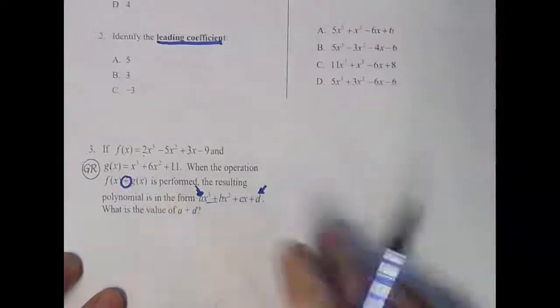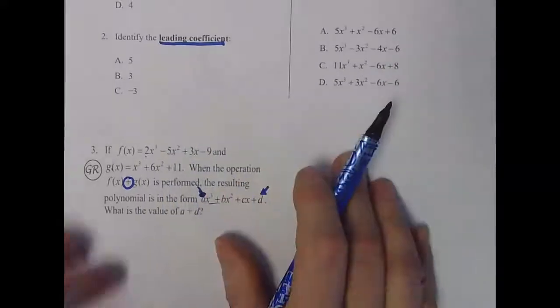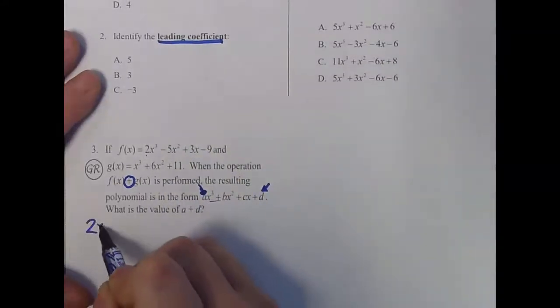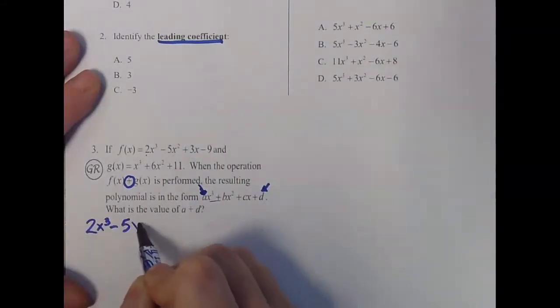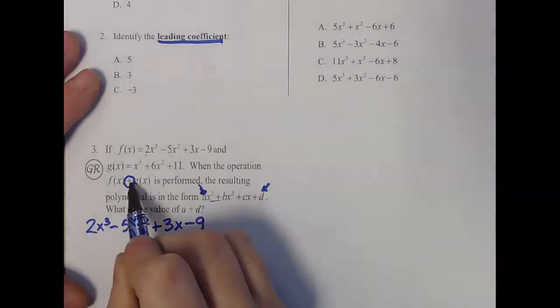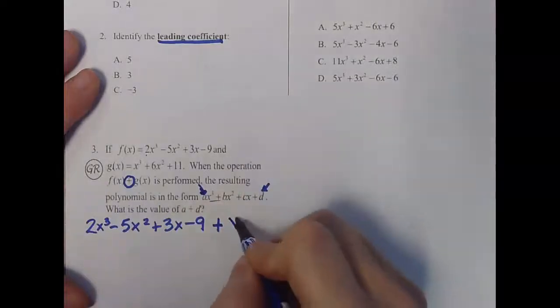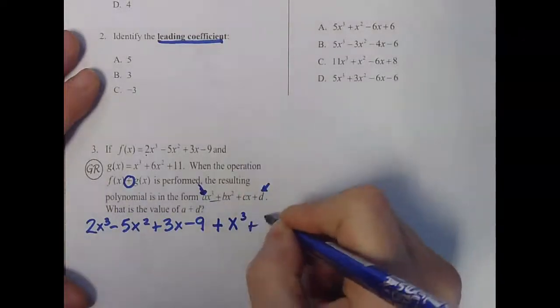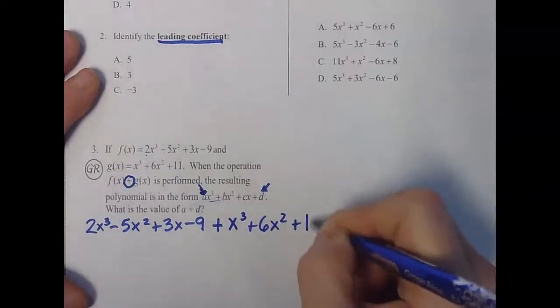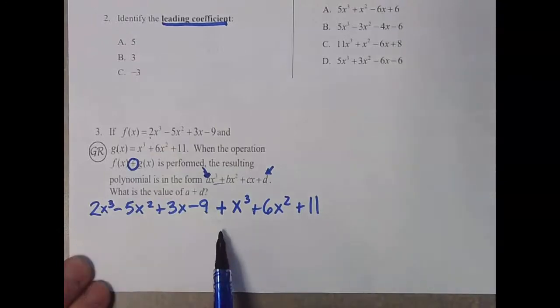The first thing I want you to do, though, is just add these two. Okay? So you're going to take 2x to the third minus 5x squared plus 3x minus 9, and it wants you to add it to g. So plus, here we go, here's g, x to the third plus 6x squared plus 11. So from here, I want you to combine the like terms.